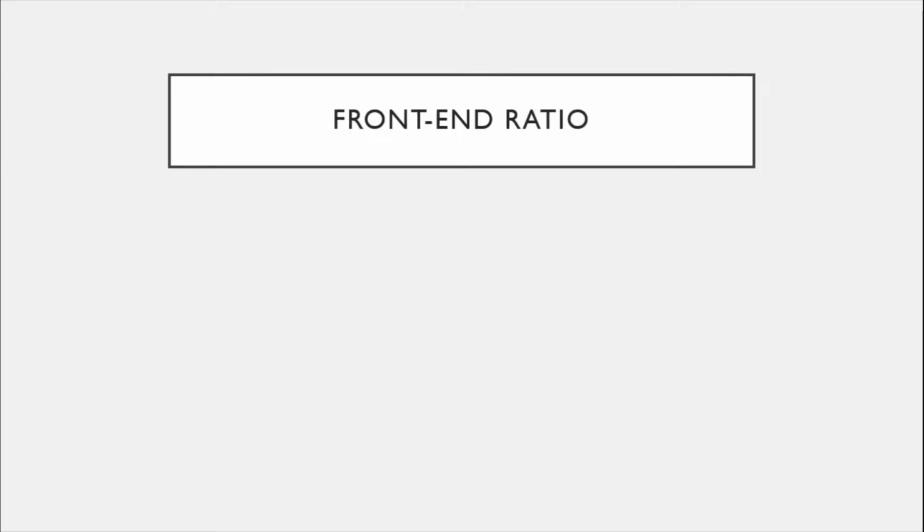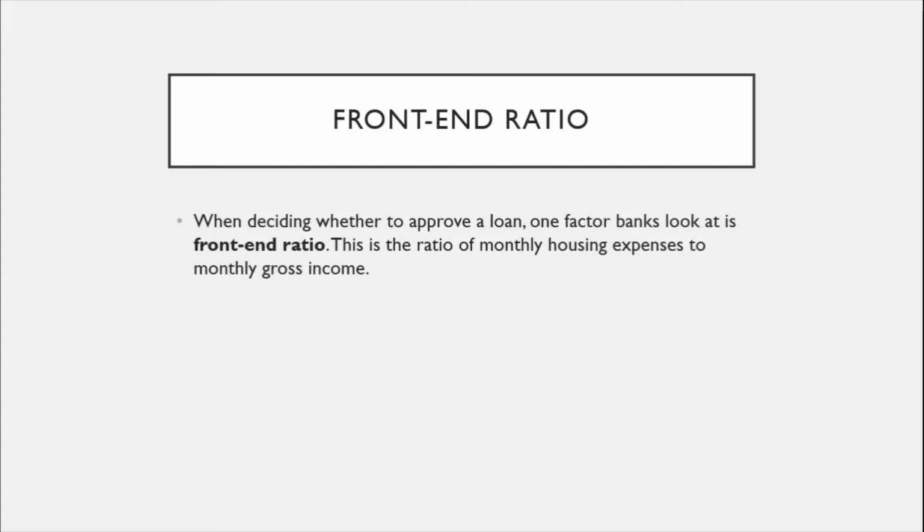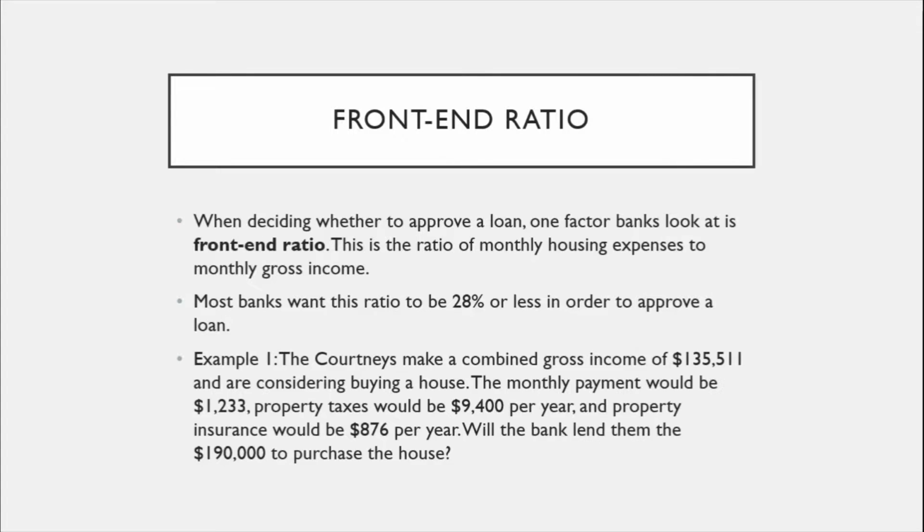Okay, let's talk about front-end ratio. So banks, when you put in a mortgage application, they decide whether or not they're going to give you the money or not. One of the things that they look at in addition to credit score is front-end ratio. This is a ratio of monthly housing expenses to your monthly gross income. So most banks want this ratio to be at about 28% or less, or else they're not going to approve the loan. They believe at that point, if it's more than 28%, that you are in danger of not paying your loan. So let's look at an example here of how to calculate this.